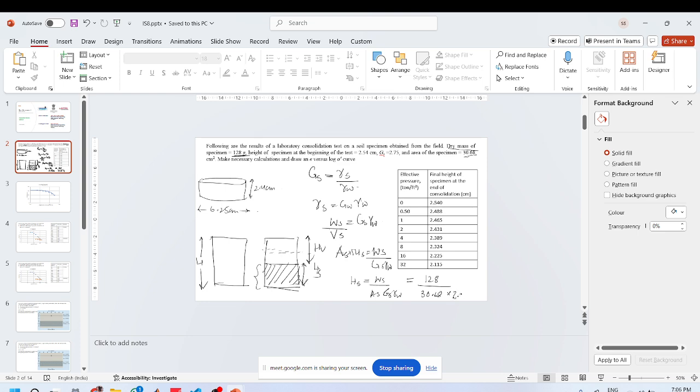2.75 in 1 gram per cc. Gamma w can be taken as 1 gram per cc. So we are taking in centimeters and grams. Let's calculate this. This will be 128 divided by 30.68 into 2.7, almost 1.5.